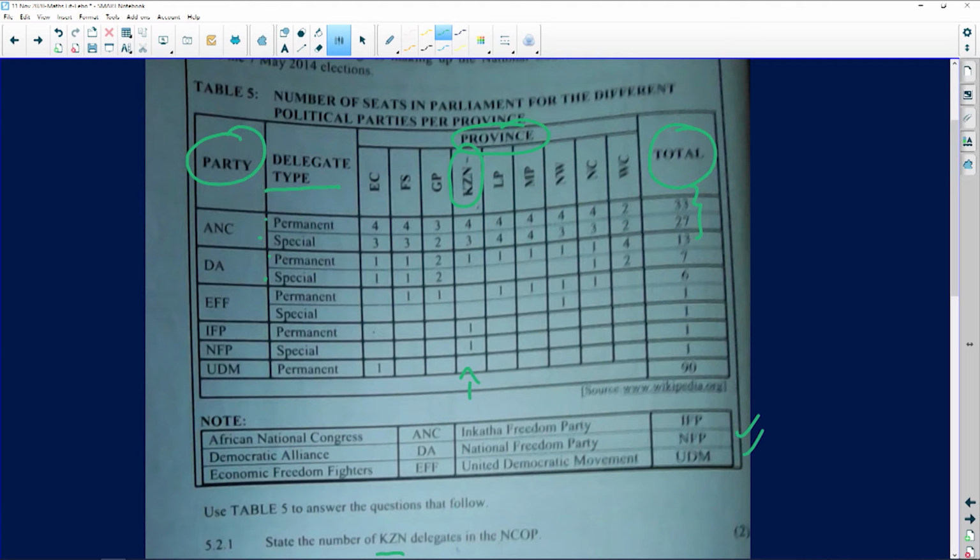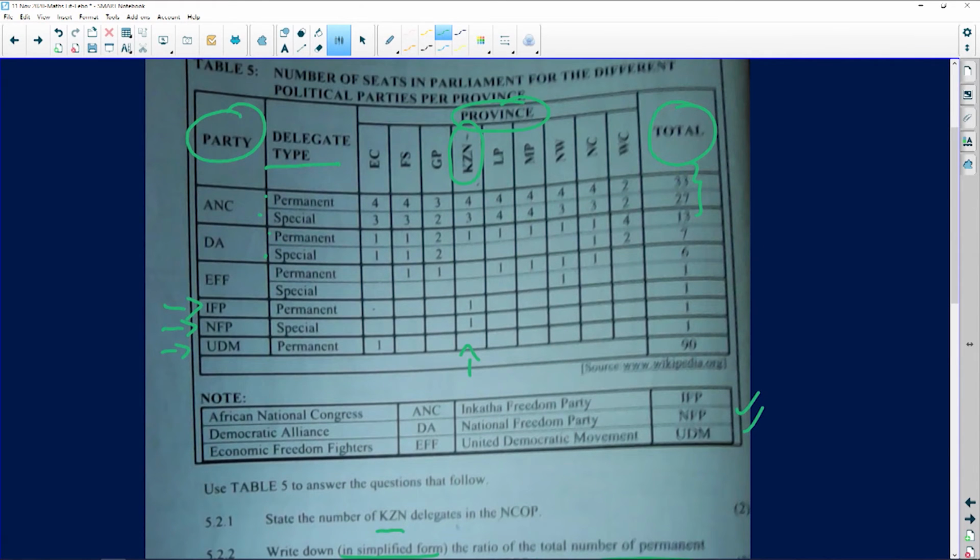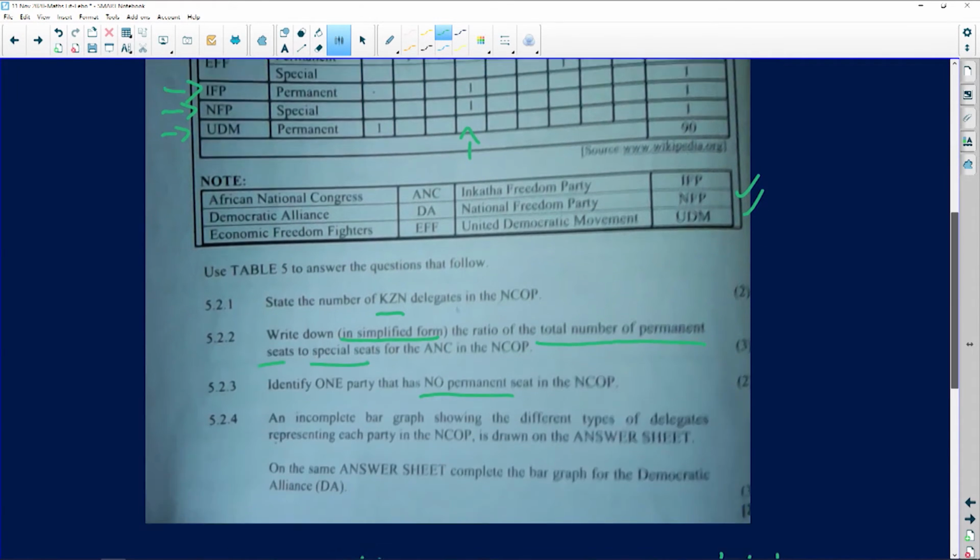And here, let's look at this. I see something. IFP only has permanent. NFP only has special. UDM only has permanent. So the question is asking us who doesn't have a permanent seat. Let's go see who doesn't have a permanent seat. It has to be the NFP.